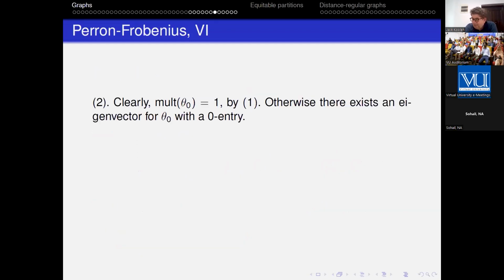And also 2, the multiplicity of this eigenvalue is clearly 1, because there's only one eigenvector, and that's positive. If there are 2 eigenvectors, then one of the 2 eigenvectors has to have at least an entry 0.